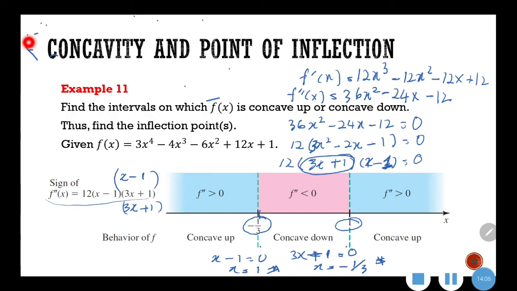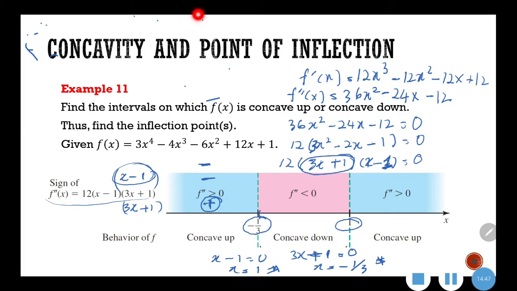Alright. So we check. Check for any value less than negative 1 over 3, say negative 2. So put negative 2 inside x minus 1, like we did for the first derivative test before. So put inside negative 2 minus 1, you will get negative, 2 times 3 plus 1, you will get what? Negative 2 times 3, negative 6 plus 1, you will get also negative. So negative times negative, you will get positive. So that's why here we write f double prime more than 0.